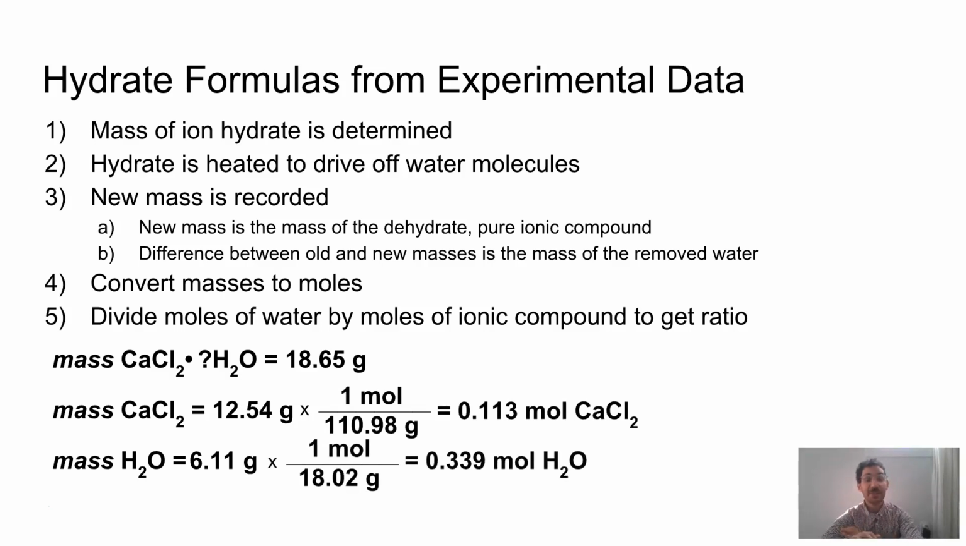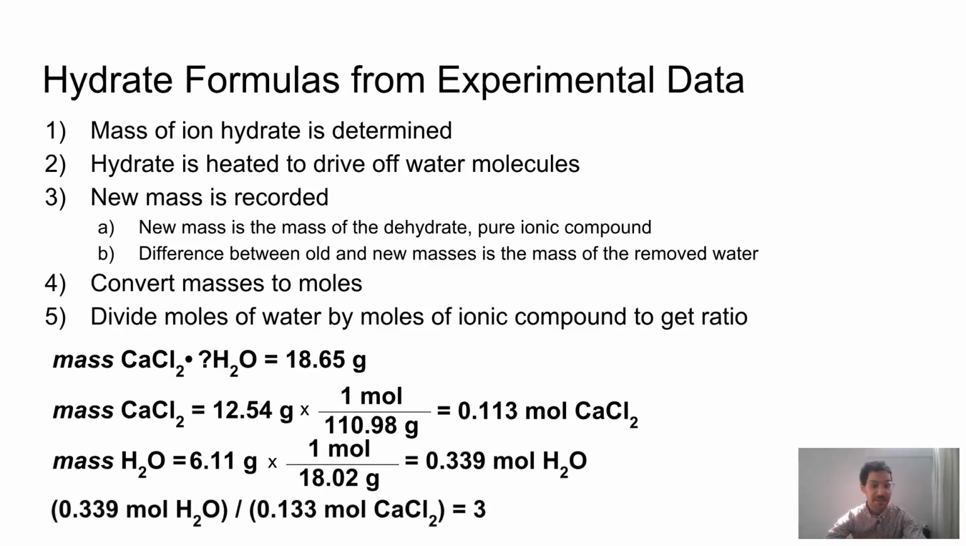Okay, so now I'm going to divide my moles of water by my moles of ionic compound and get a ratio. That's going to be 3 when I do that, moles of water divided by moles of CaCl2. And this tells me the ratio between my pure ionic compound and water. This tells me my formula is CaCl2·3H2O. There are 3 molecules of water for every 1 molecule of CaCl2. Neat. And so this would be calcium chloride trihydrate.